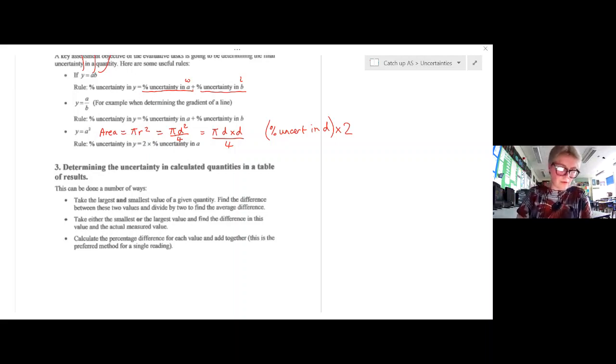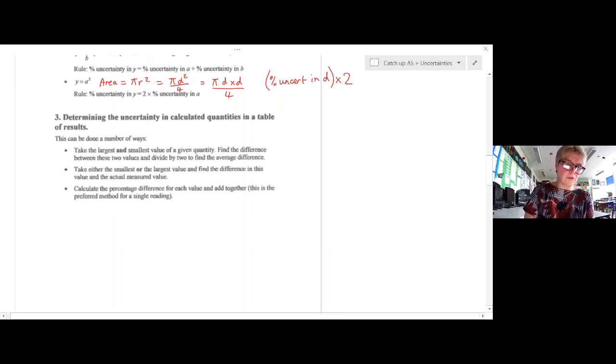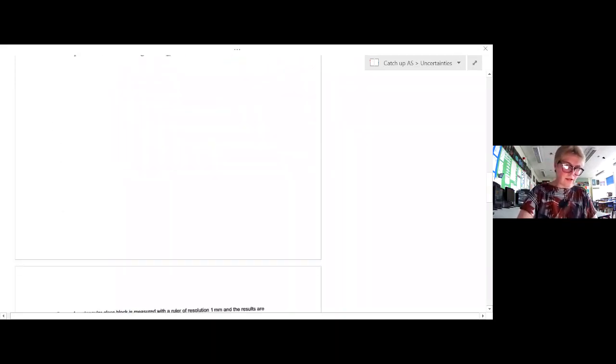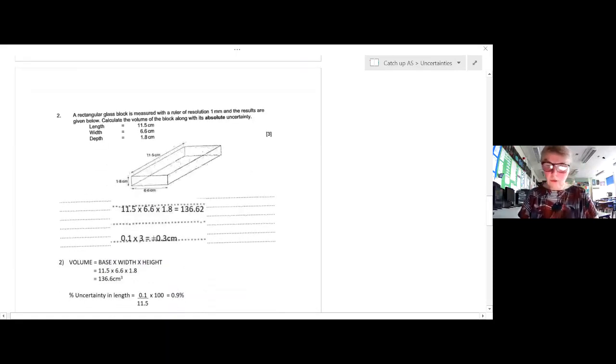Okay, right, and this next one is for range of repeated readings, which I've gone over, and here is an example. So let's finish with an example. We've got here length, width and depth. We want to work out the volume. Now, what this candidate has done is correctly worked out the volume.